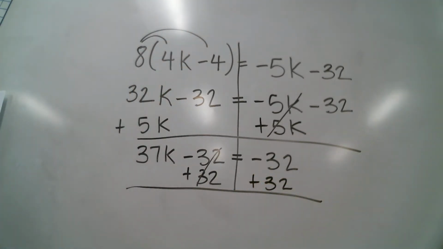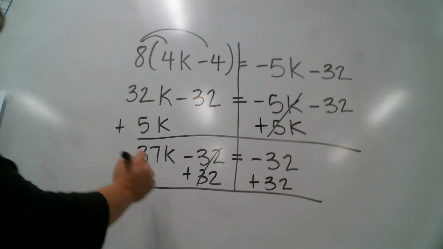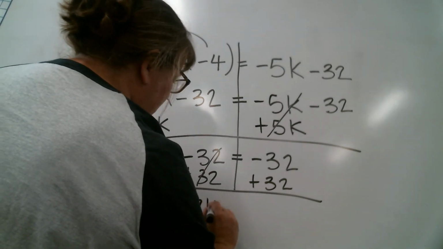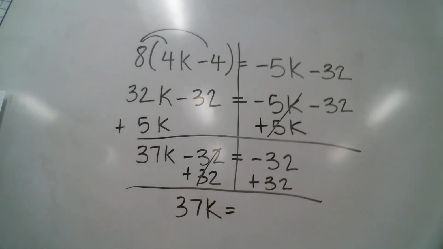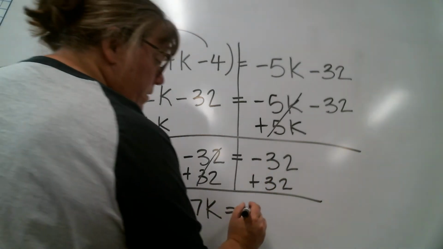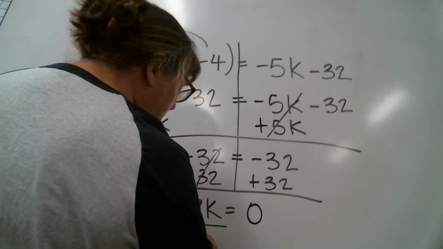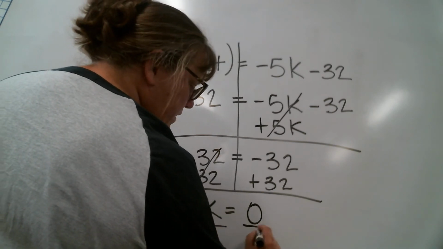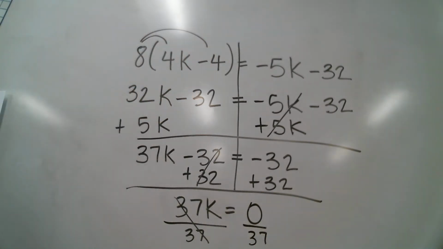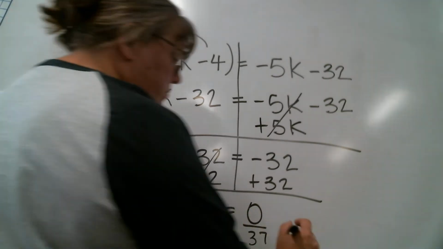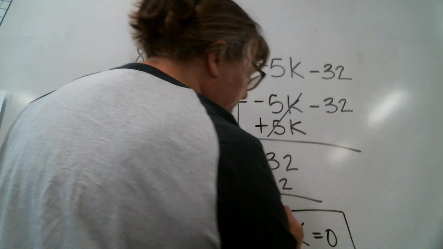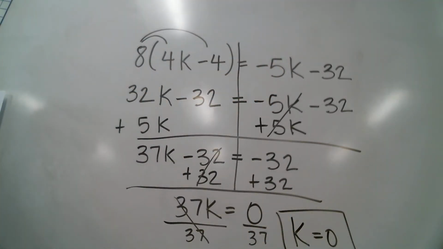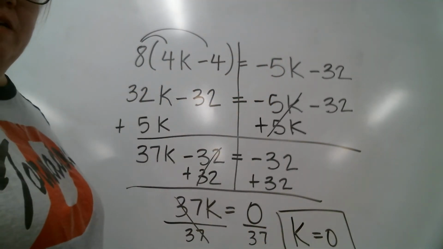And it looks like the same thing's going to happen that happened to us last time. We have 37k equals negative 32 plus 32 is 0. So when I divide by 37, 0 divided by 37 is 0. So I end up with k equals 0. Okay. Let's do one more.